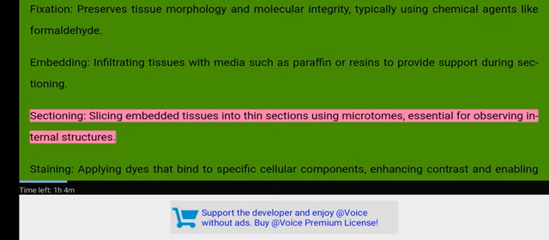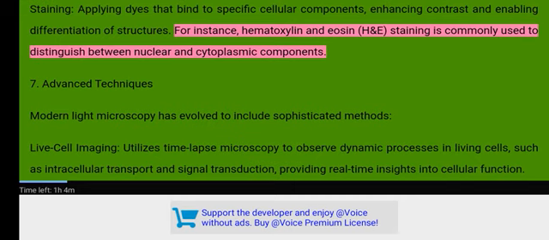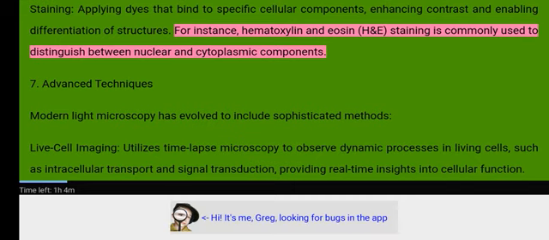Sectioning, slicing embedded tissues into thin sections using microtomes, essential for observing internal structures. Staining, applying dyes that bind to specific cellular components, enhancing contrast and enabling differentiation of structures. For instance, hematoxylin and eosin (H&E) staining is commonly used to distinguish between nuclear and cytoplasmic components.